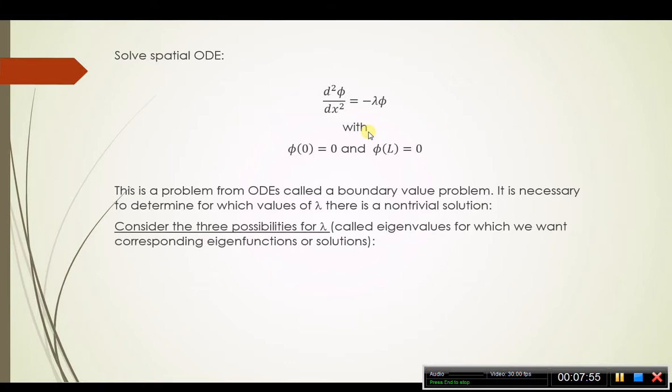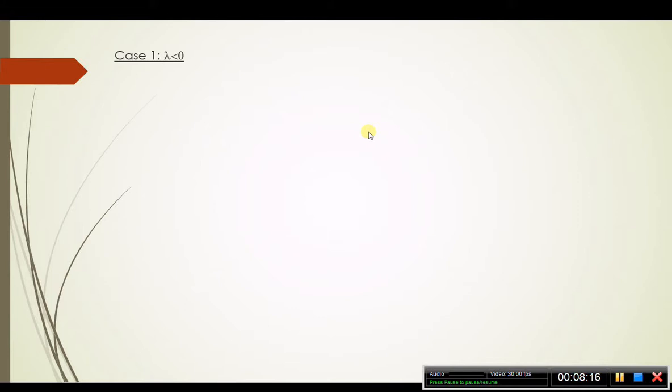So let's consider three possibilities for lambda. These values are going to be called eigenvalues, and the solutions that correspond to these values of lambda are going to be called eigenfunctions. The first case that we're going to consider is lambda less than 0. We're also going to consider lambda equals 0 and lambda greater than 0. Okay, so first looking at case 1, lambda less than 0. We have our ODE here, and to make things a little bit simpler, we're going to assume lambda is equal to negative s, because we're assuming lambda is negative. So here we assume that s is positive.